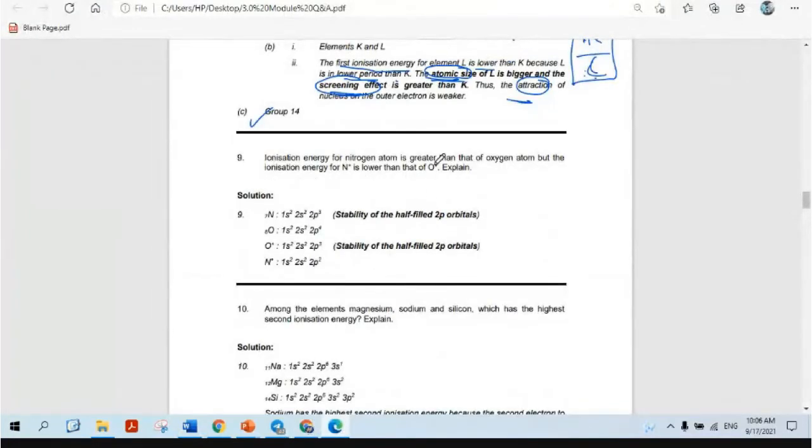Ionization energy for nitrogen is greater than oxygen. But the ionization energy of N positive ion is smaller than O positive. Why? For sure nitrogen is higher because of 2p3. But once the first electron is removed, we proceed to the second electron. Now you check, now it is O positive with 2p3, so stability of the half-filled 2p orbital. This is the reason why N positive is lower than O positive for the ionization energy. Get it? Clear? Always refer to the electronic configuration.